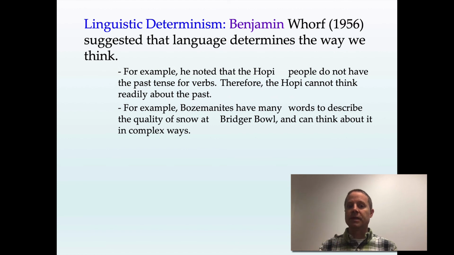For instance, he noted this group of people called the Hopi people, which is a Native American group. They didn't have any words for the past, and so they couldn't think very well about the past. Also in Bozeman, we have a lot of words describing the quality of snow at Bridger Bowl. And we can think about the snow in all kinds of complex ways. If we were talking to our friends about it, how was the snow today? But if you had some people from Florida who came up here to go skiing, they'd never really been in snow before, all they would say was like there was snow or there was ice, and they wouldn't have any other words to describe the conditions of the snow. So they wouldn't be able to think about the quality of snow the way that we can think about it.